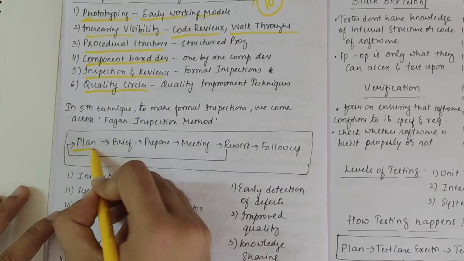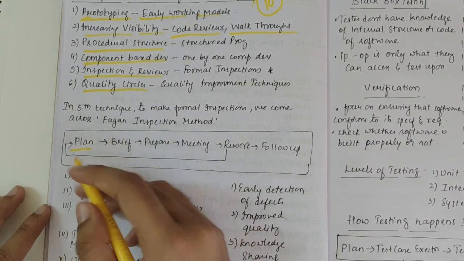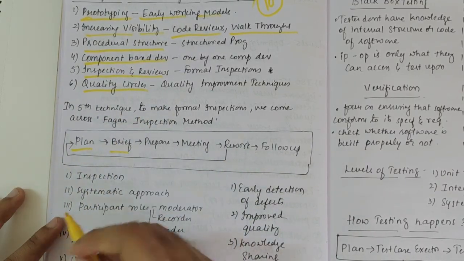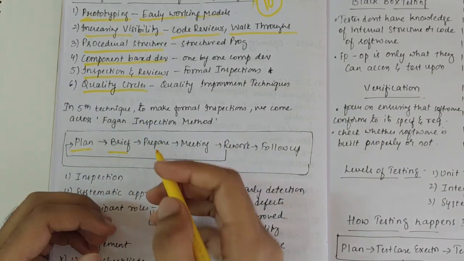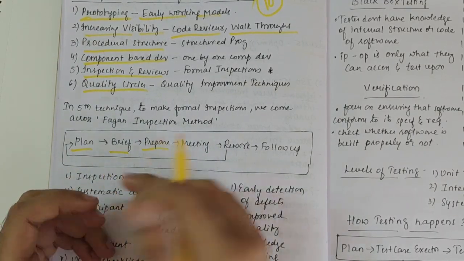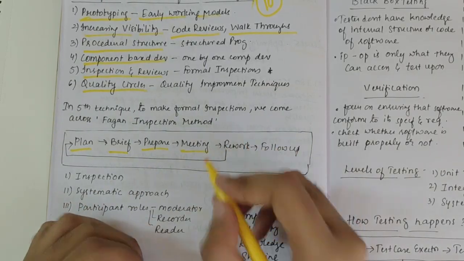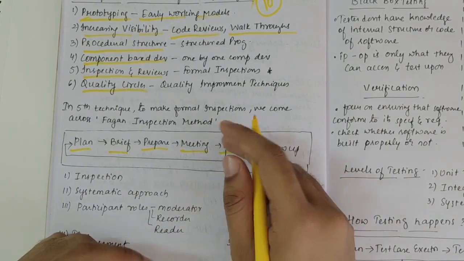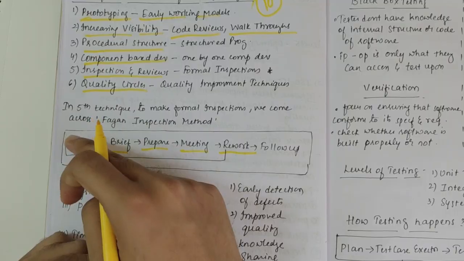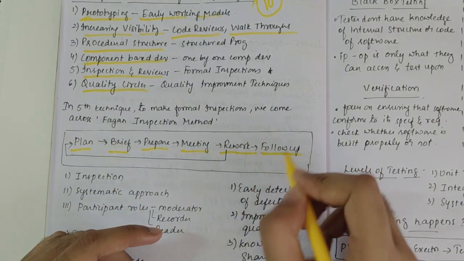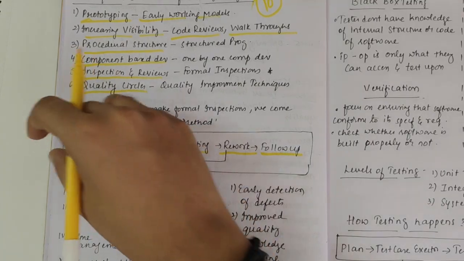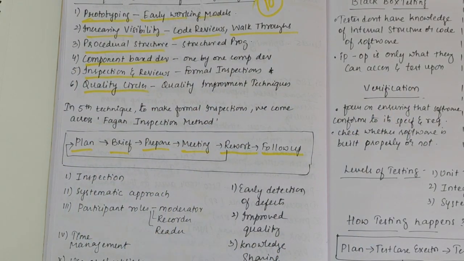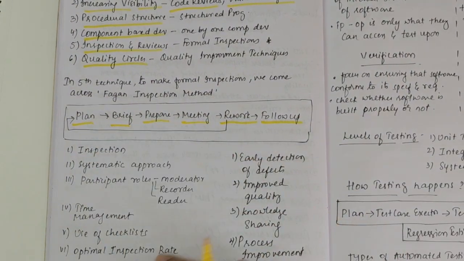So first we plan, and after planning we brief. The plan is first deduced and then it is briefed to all the teammates. Then they prepare for the meeting, and then the meeting happens, and whatever feedback is given in the meeting is reworked or considered in the plan itself. After that they follow up, doing all the further necessary things post the meeting. So this is how the inspection method works. Let's look into the principles one by one.